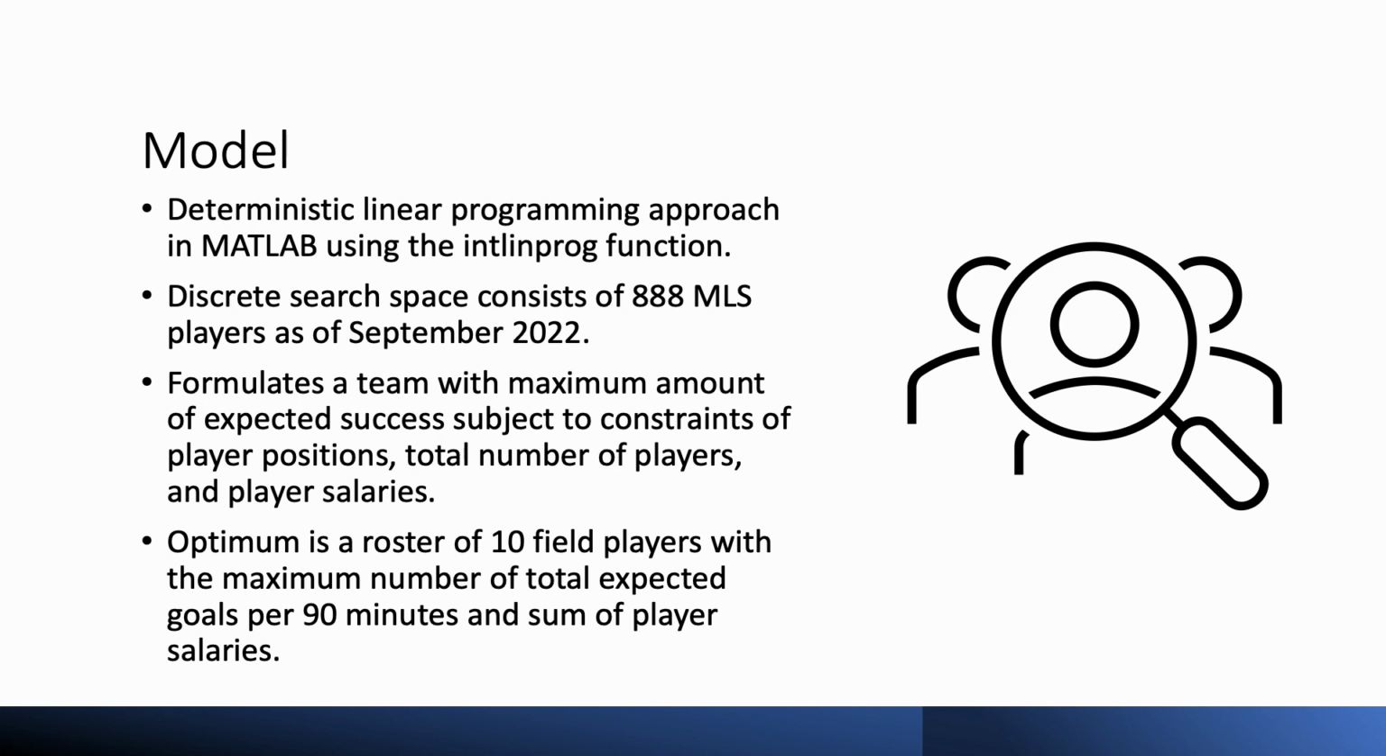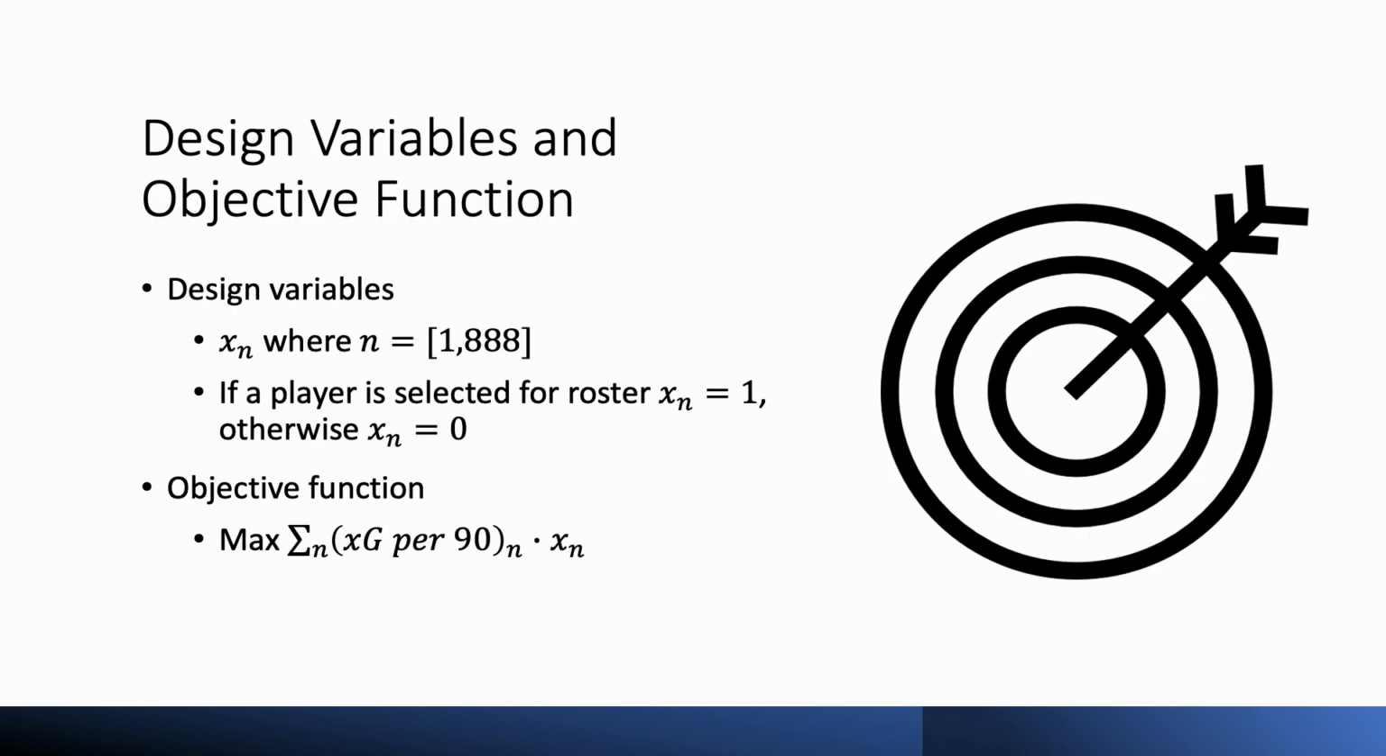The optimum is a roster of 10 field players with the maximum number of total expected goals per 90 minutes and the sum of player salaries. The design variables are Boolean values defined as x sub n, where n equals 1 through 888. If a player is selected, x sub n will equal 1, otherwise x sub n equals 0.